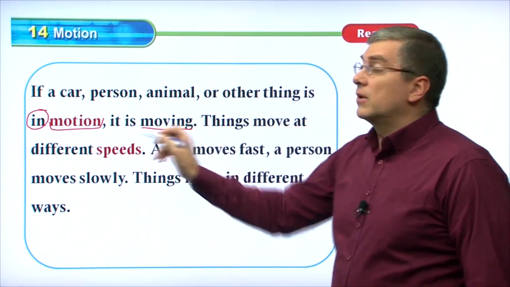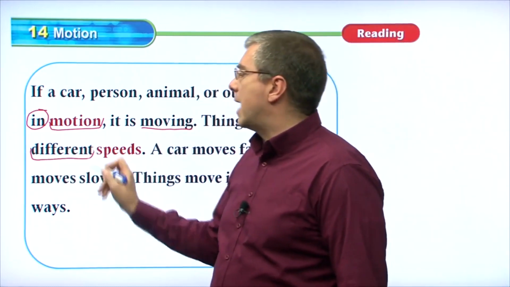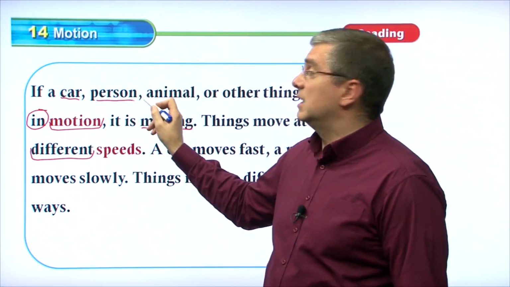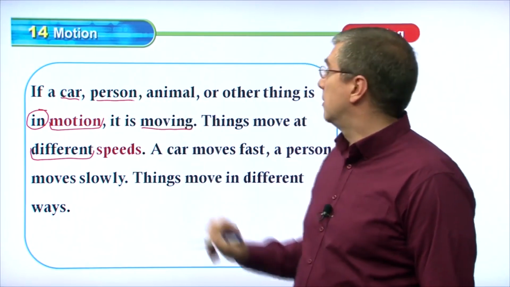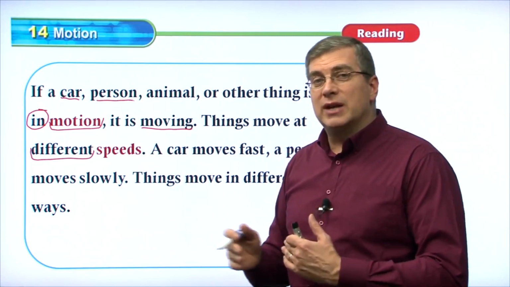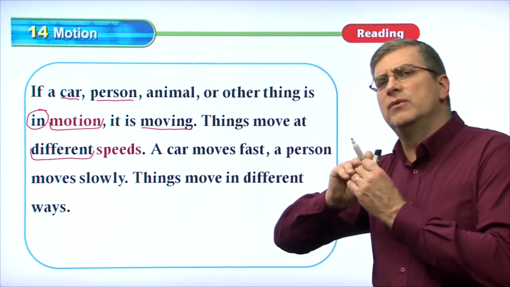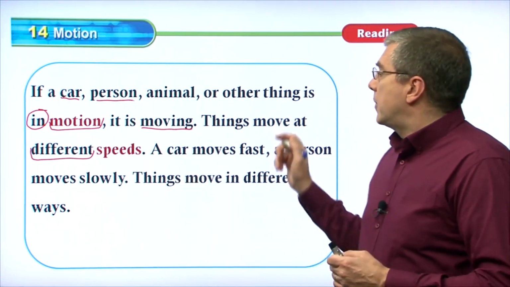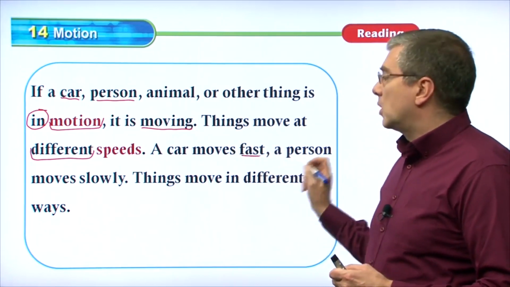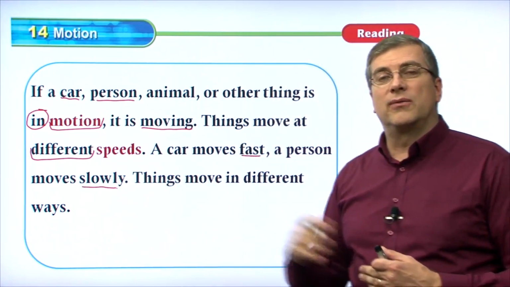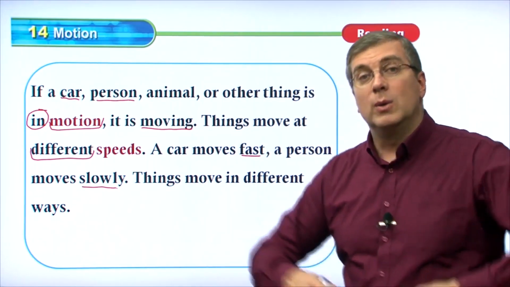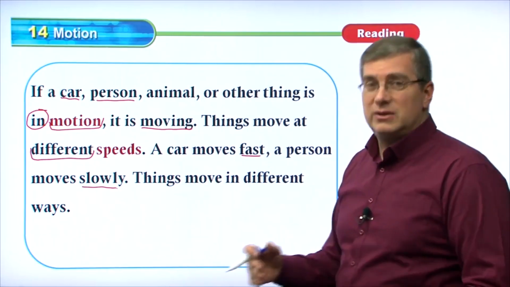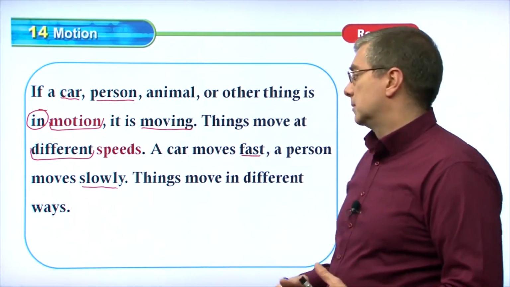Things move at different speeds. We know that, right? So a car is faster than a person. A person is usually slower than an animal, right? So these objects have different speeds. Some things are moving very fast, but some things are moving more slowly, okay? A car moves fast, as we know. A person moves slowly. If we want to go somewhere fast, if we want to increase our speed, we get in a car and we drive somewhere. But if we don't care about our speed, it's okay, we have time, then we will walk somewhere.